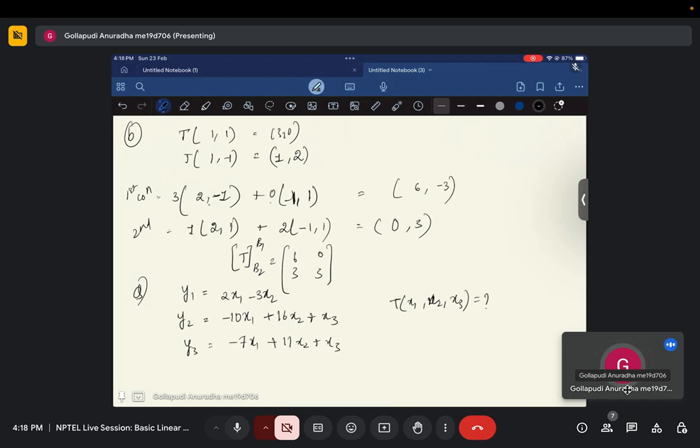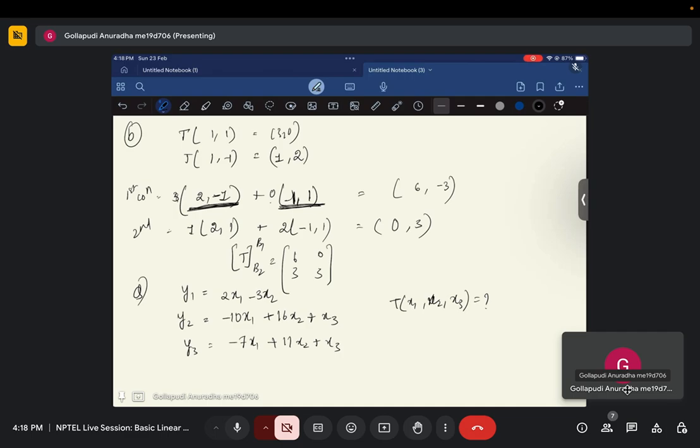Why will I get that? I didn't understand. Actually, ma'am, what is the image, like T of (1, 1), right? You have to write the image as a linear combination of the basis of the codomain. So whatever you are getting as the image, (3, 0) is the image. You have to write it as a linear combination of the basis of the codomain. This is the basis of the codomain. But you are getting (6, -3); you should get (3, 0).